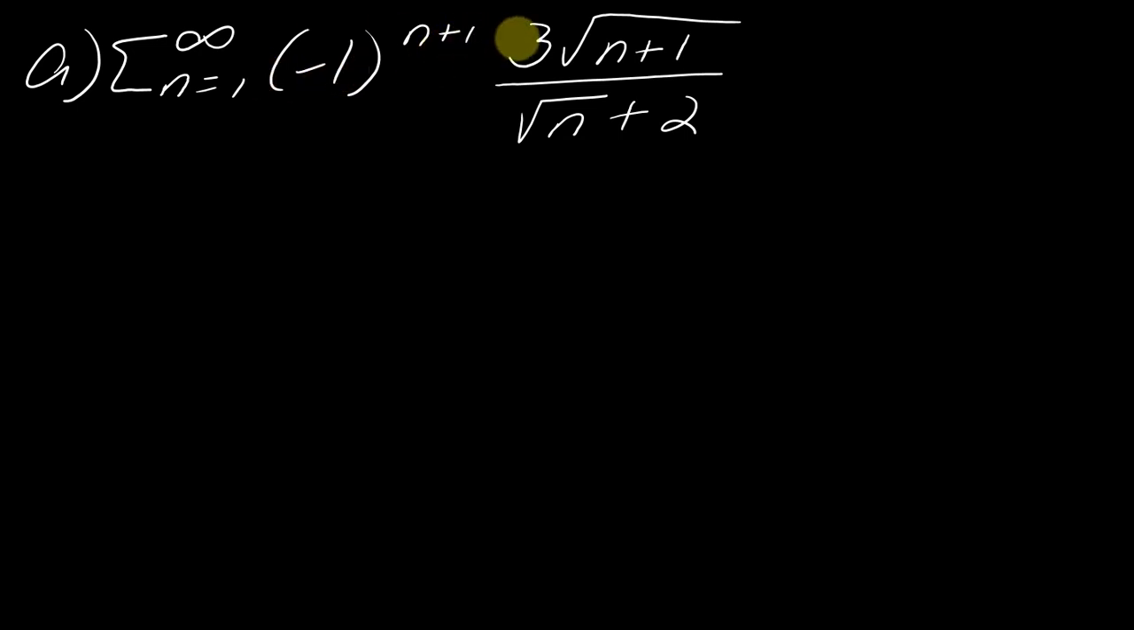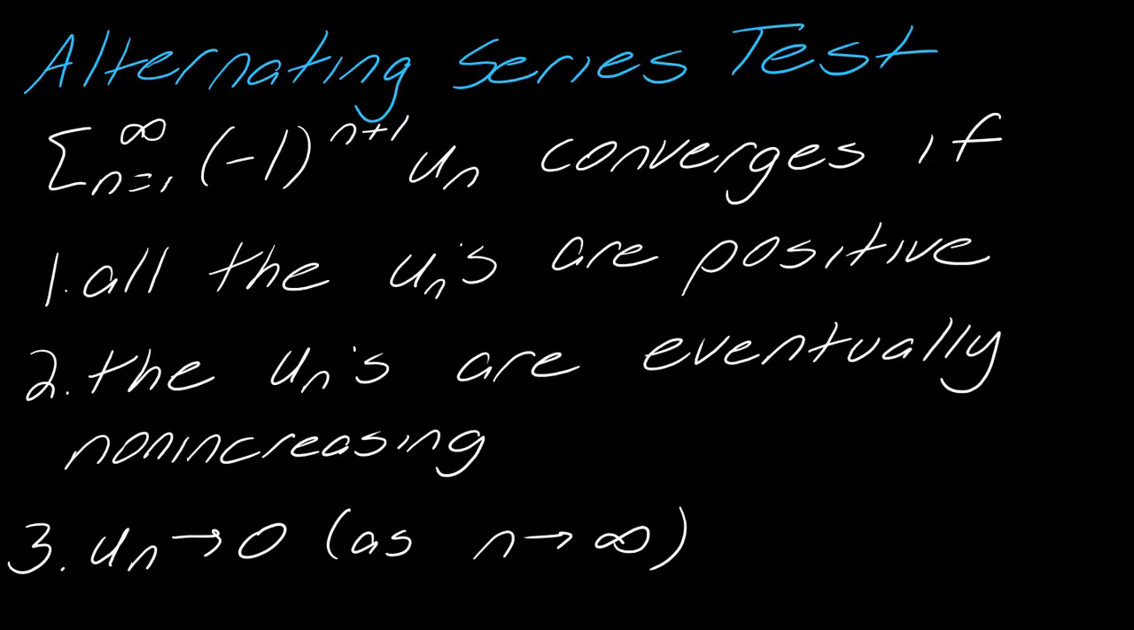So I've got (-1)^(n+1) times 3 times the square root of n plus 1 over the square root of n plus 2. All right, so the first thing we want to notice is that this is an alternating series, and so we can use the alternating series test to help get this party started. There are 3 conditions for the alternating series test. An alternating series converges if all of the u sub n, the non-alternating part of the series, are positive, eventually non-increasing, and if the u sub n's go to 0 as n goes to infinity.